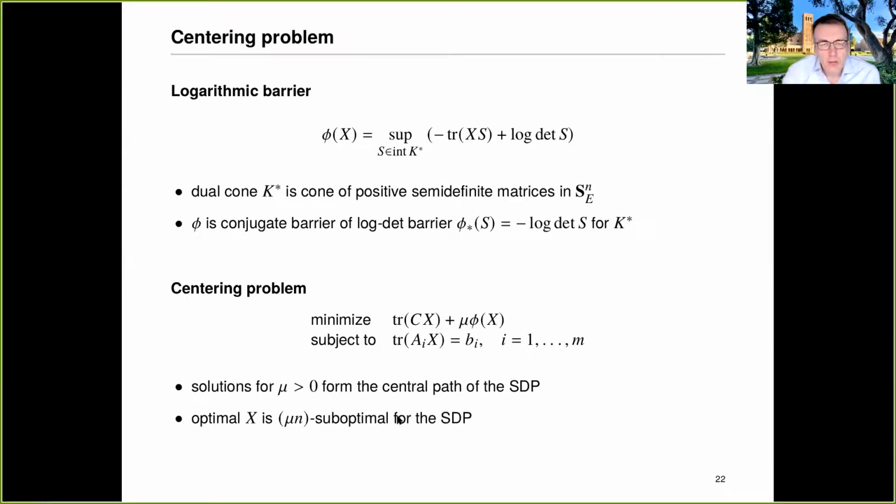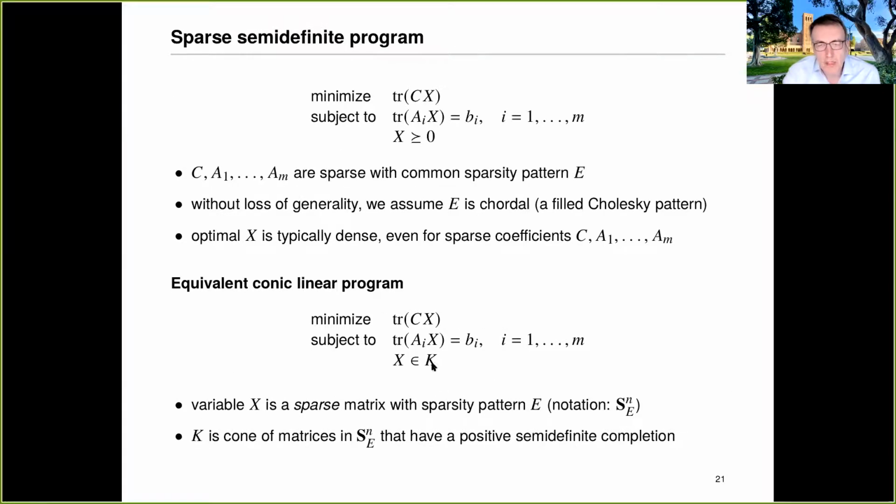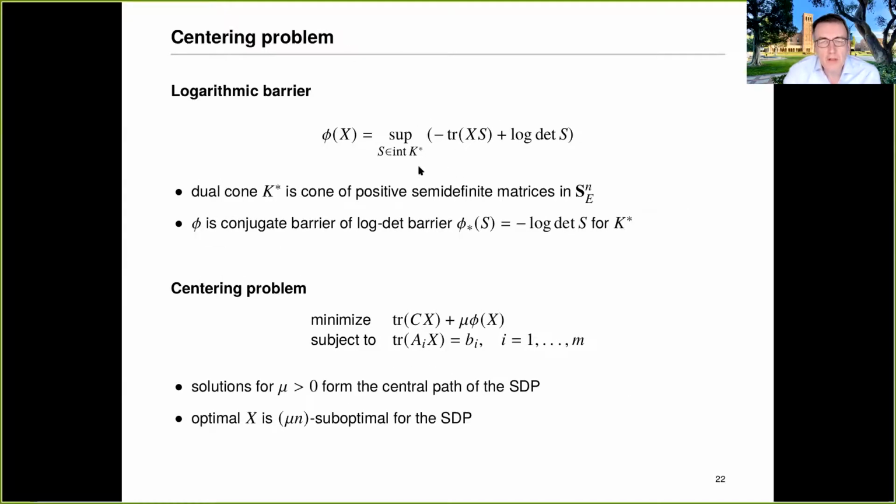And the logarithmic barrier function for this cone of positive semi-definite completable matrices is defined like this, as the conjugate barrier of the corresponding dual cone. If K is the cone of positive semi-definite completable matrices, then the dual of that cone is the cone of sparse matrices that are positive semi-definite. We know the barrier function for that cone is just a standard log-det barrier. The conjugate barrier is a barrier for the semi-definite completable matrices. So that's the one that's used here in this centering problem.